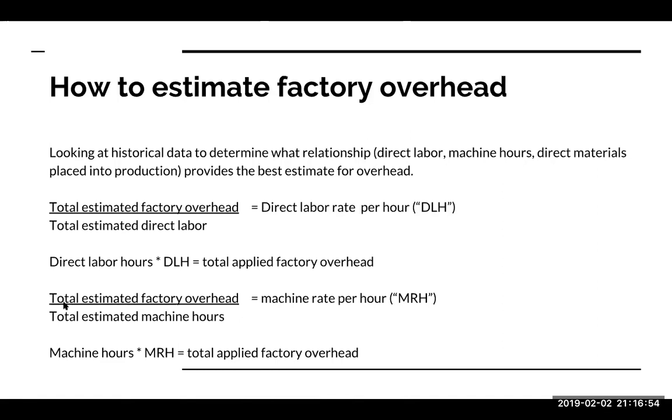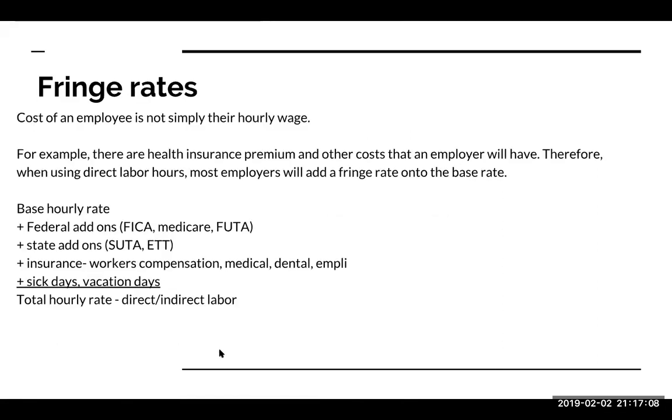Then I take my total estimated factory overhead divided by the total estimated machine hours. This will give me my machine rate per hour, or MRH. I then multiply those machine hours by the MRH to give myself the total applied factory overhead.